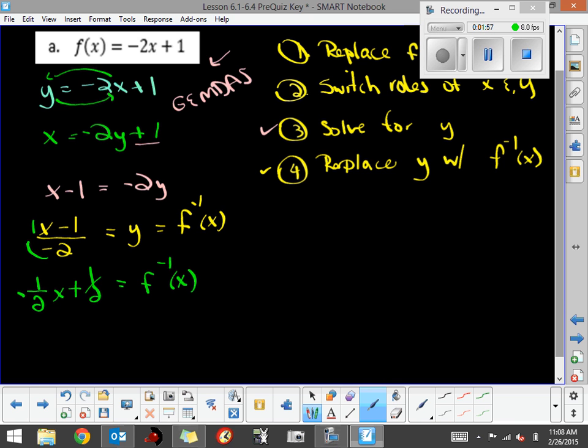But all I'm doing is distributing the negative 2. So negative 1/2 x plus 1/2 is equally correct.